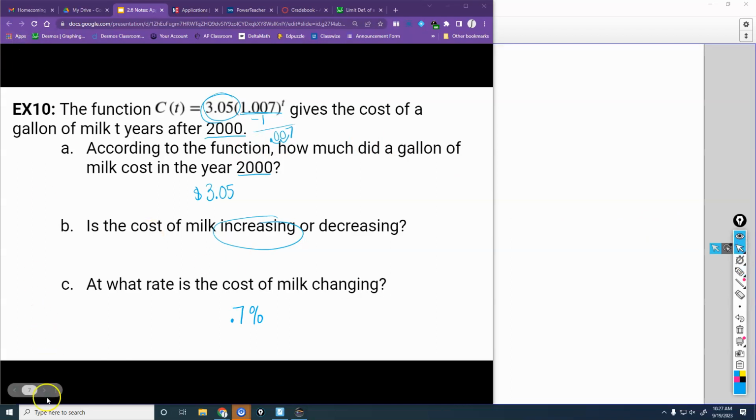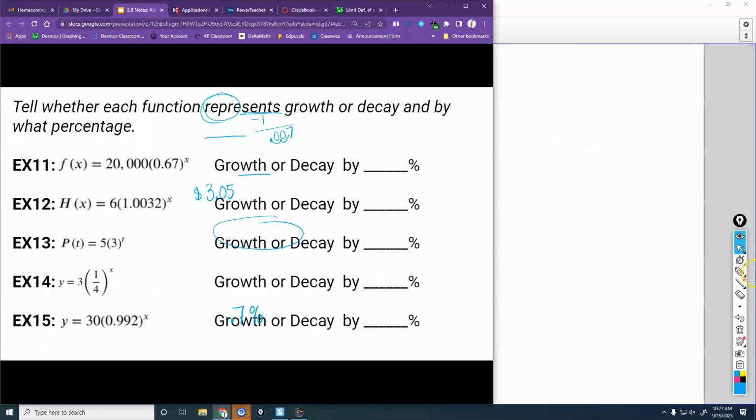All right. I think we got a few more here. All right, for each one of those, I want you to circle whether it's growth or decay, and then tell me the percent it is growing or decaying by.